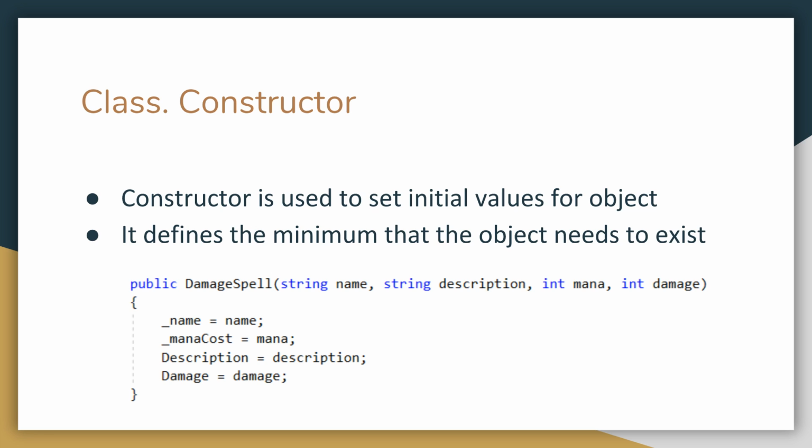A constructor will be called with a new keyword. So I'll say new DamageSpell, and let's say name will be Fireball, description will be amazing spell, mana will be 10, and damage will be 5. And this is the minimum information needed for a damage spell to be created and instantiated. That data will be passed through a constructor, and the fields will have the values set as we pass in the constructor.